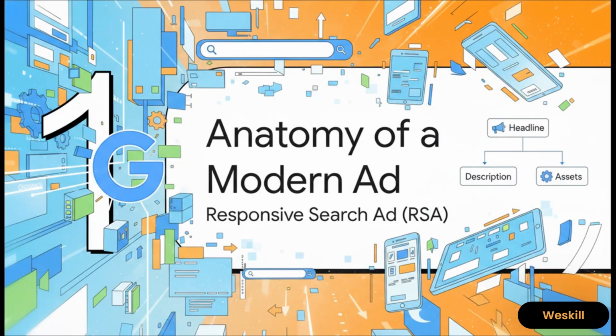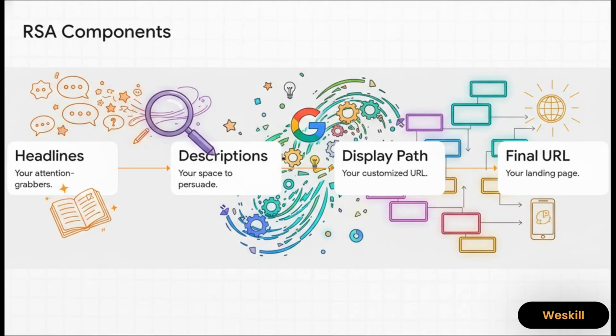Okay, so to get good at this, we first have to understand what we're actually building. Let's talk about the anatomy of a modern ad. These days, the most common type you'll be writing, especially if you're on Google, is the responsive search ad, or RSA for short. Knowing how it's put together is step one. So think of an RSA like a set of building blocks. You've got these four main parts.